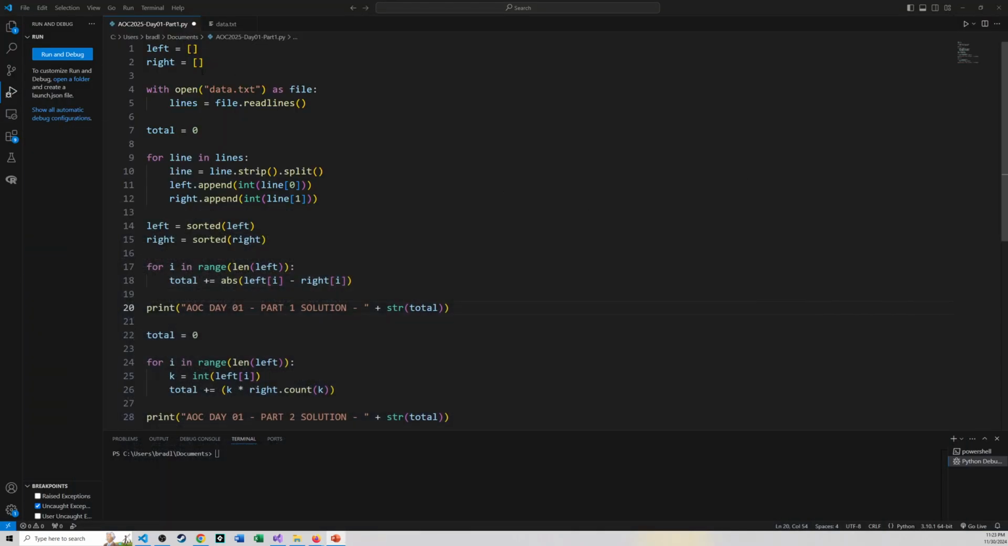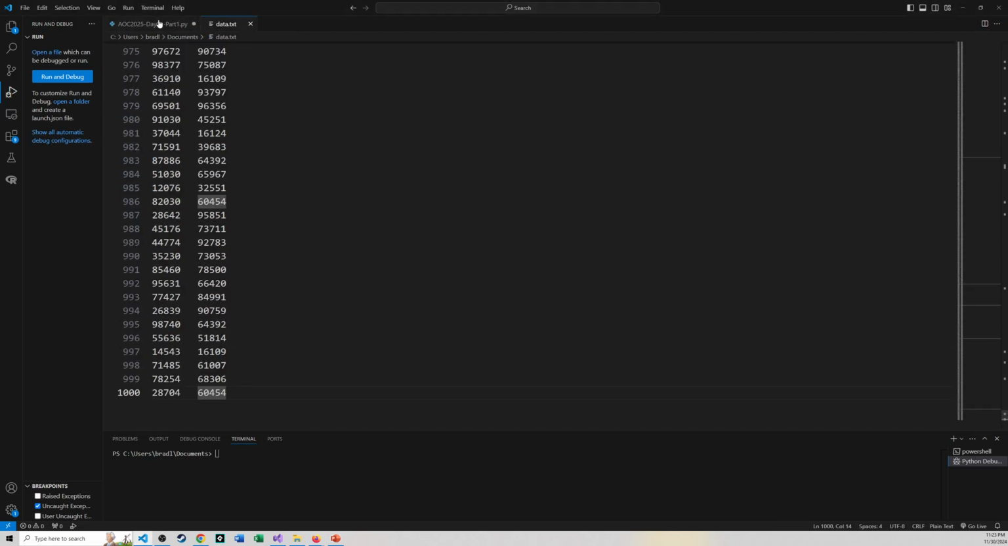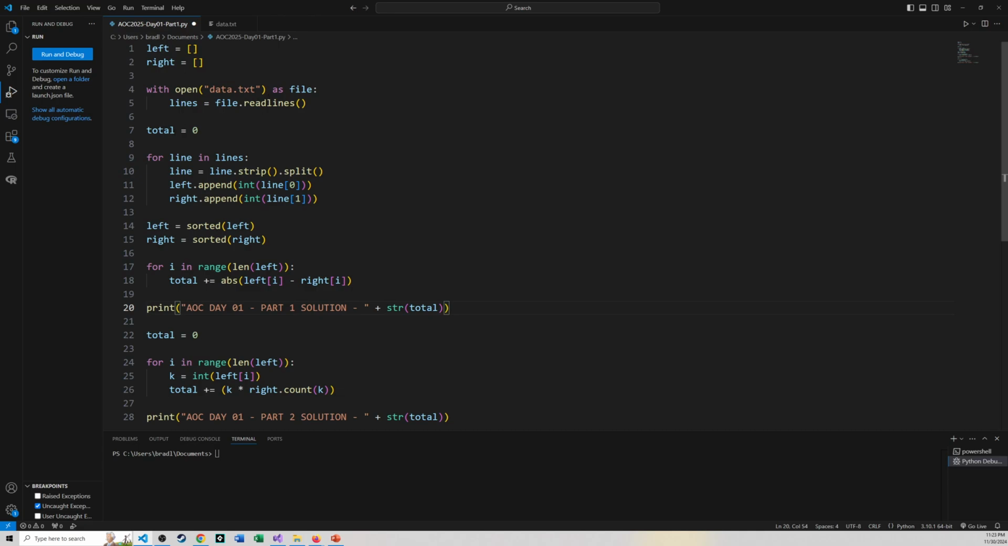So I have my two lists. I open up the file. I read everything in line by line. And then I go ahead and I set up my total. And then line by line, I strip out all the white space and I get rid of the new line characters and I split them by the spaces.